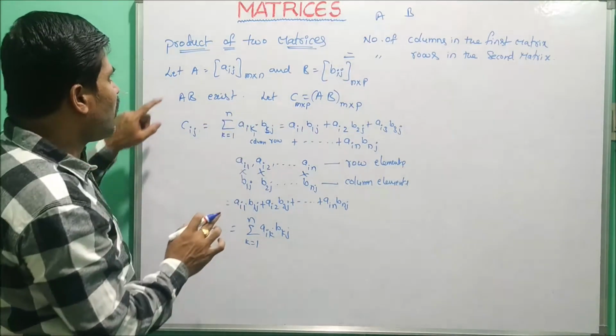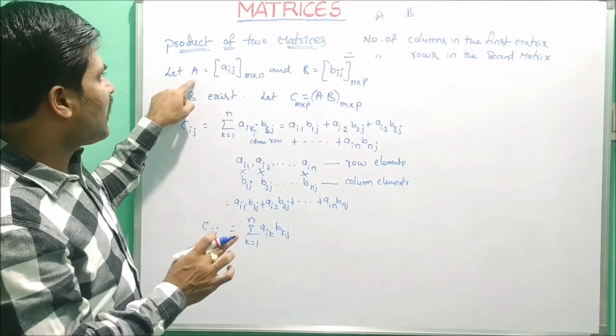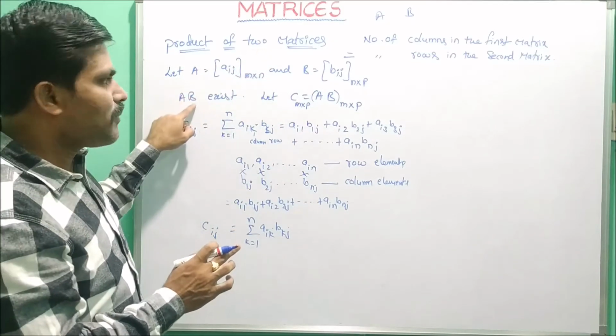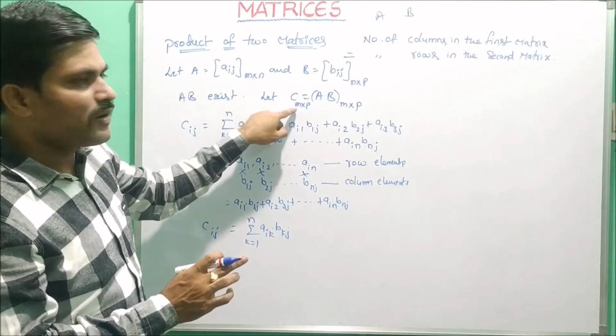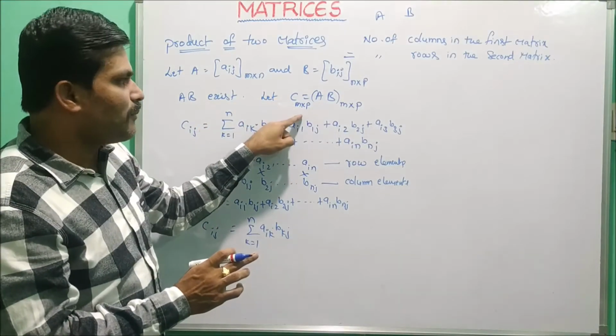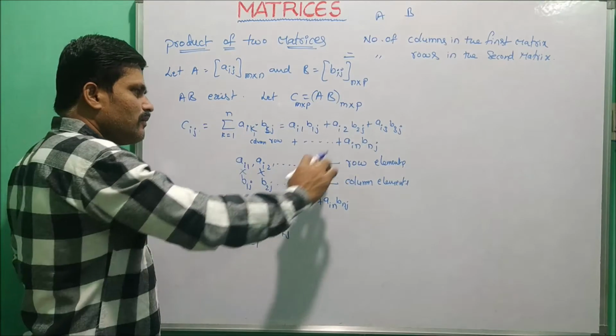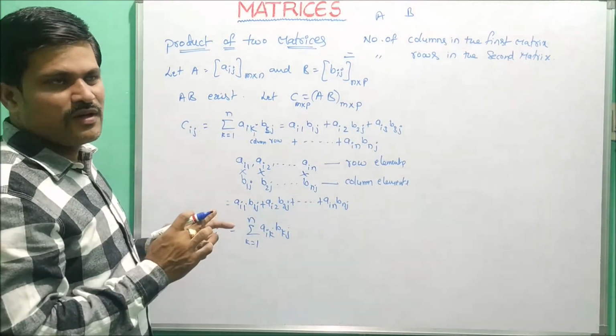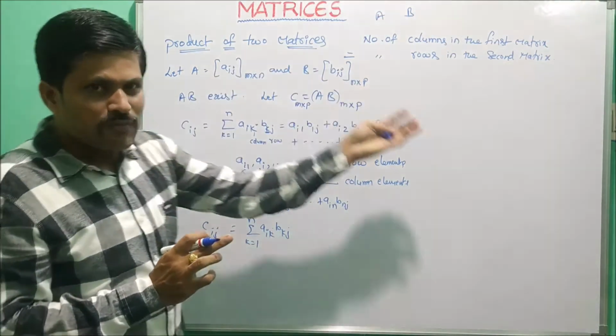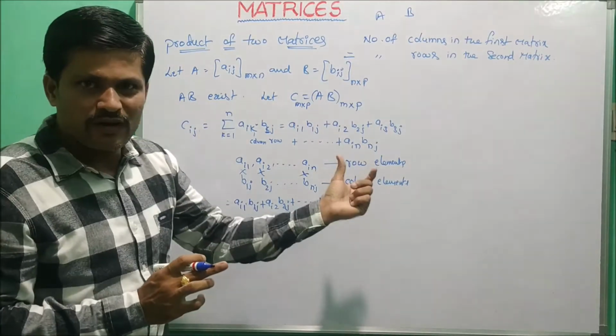So the definition of product of two matrices is, let A and B be two matrices. Here AB exists. That AB can be denoted by C. Now the order of C is m by p. Now in that matrix, the elements Cij can be obtained from this procedure, in this manner. So in problems also we have to follow the same procedure.